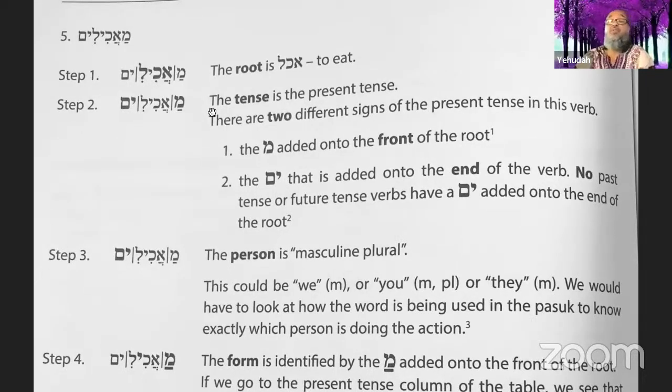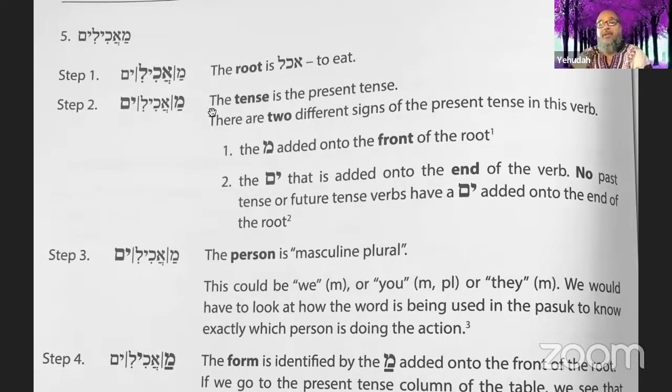So we've got step 2, we're going to find the tense. They're going to tell us what the tense is. When we look at this letter, the mem, we know, oh, that's present tense. It's present tense. That means actually happening in the mind of the writer or the person who's narrating the story or whoever wrote it out at that time. It's happening. So it's present tense.